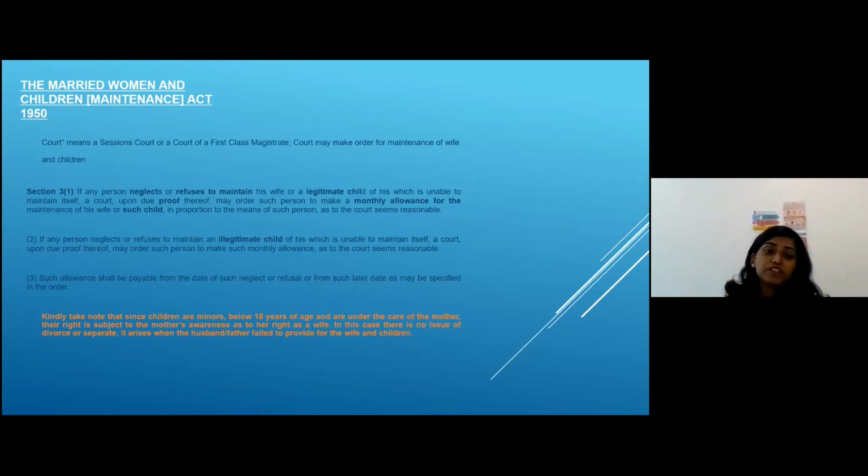But we have to take note that if the children are minors, below 18 years, and are under the care of the mother, their right is subject to the mother's awareness as to the right of her being the wife. So in this case, if there is no issue of divorce or separation, and it only arises because the husband or father had failed to provide the wife and children maintenance, then yes, the court has all the rights to do so under this section 3, subsection 1 till 3.